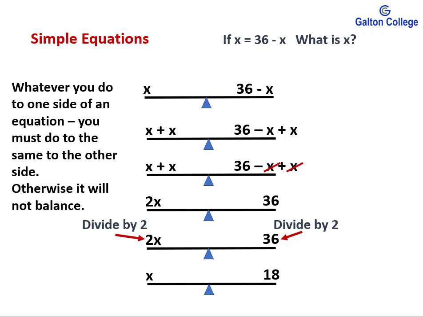If you go back to the original problem up here, if x equals 36 minus x, what is x? Well, the answer is x is 18. So that will solve it. And if you substitute x in there, you'll find it works. So it'll be 18 equals 36 minus 18, which is true.